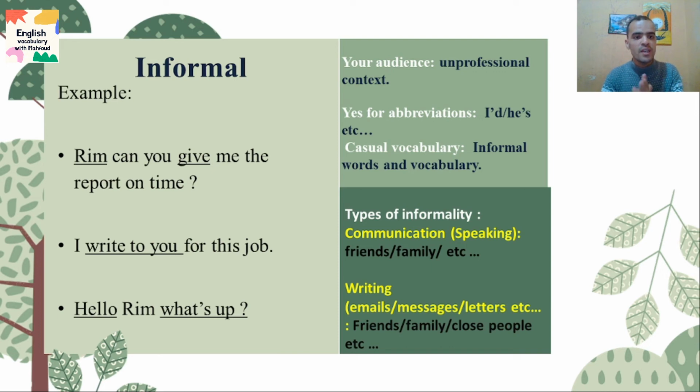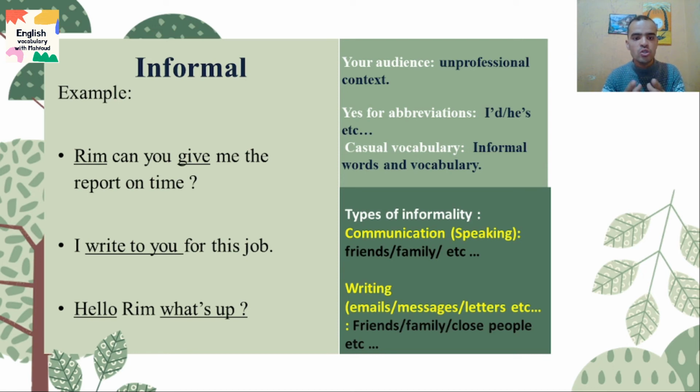Okay, so let's see examples, of course, to know more about informal language. The first one: Reem, can you give me the report on time? I underlined the name of the girl, Reem, and I underlined give. I underline these terms because they are informal words. Why? Because the person is addressing the girl by her name. That means he knows her, he has a close relationship. So this is a very informal context. And give is a very informal word that you can use among friends and close people.